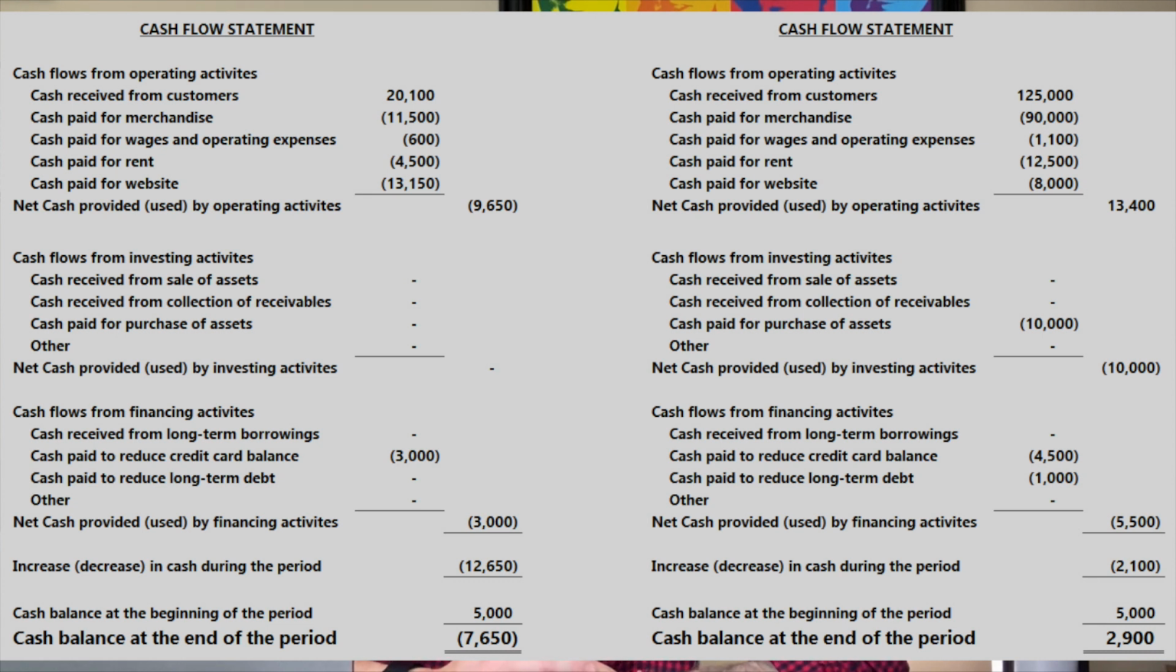Most of the business's cash will be used for operations, which is the first section. But investing activities, whether that's buying or selling assets like equipment or other businesses, and financing activities, paying down debt, are also very important areas to keep track of because cash can go very quickly.